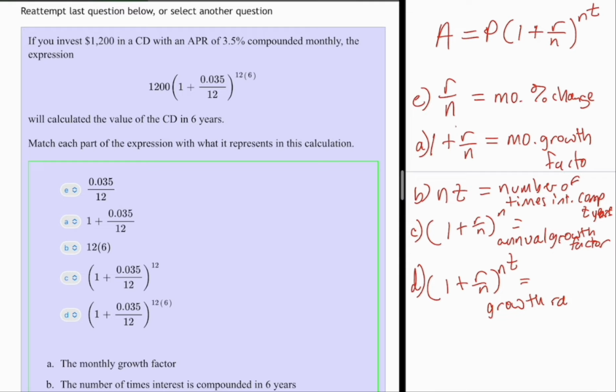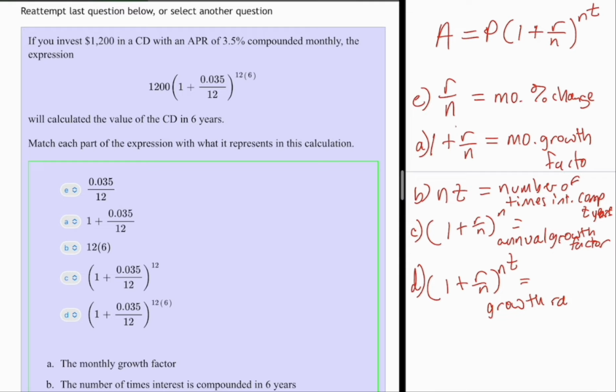So the first one there, my 0.035 divided by 12, that is the monthly percentage change, because if I know that it's happening monthly, then if I divide that annual rate by 12, that would be the monthly percent change. For the second one, the only difference is that 1 plus. That would be the monthly growth factor. Remember, we always add 1 onto that.